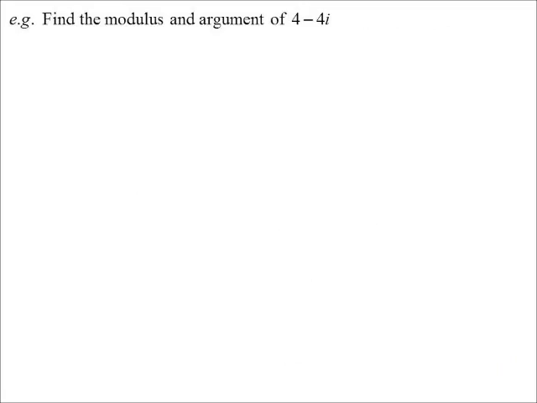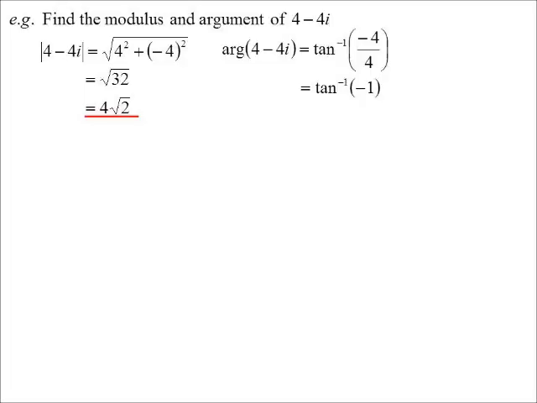4 minus 4i then. Let's find its modulus and argument. So 4 root 2 would be the distance to the origin. 4 root 2. So that's the modulus. The argument, now this is where we've got to be careful. It's minus 4 on 4, which is minus 1. But we have to be careful. So I like to draw a little diagram to see where it is. I'm in the 4th quadrant. So if I'm in the 4th quadrant, I want a negative acute angle.